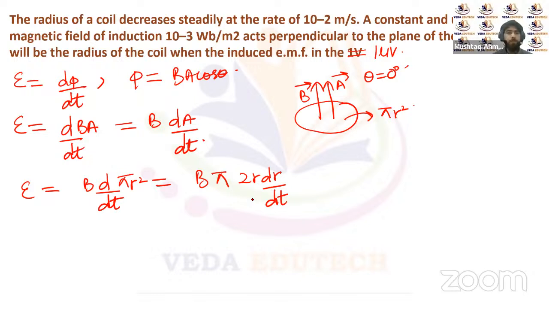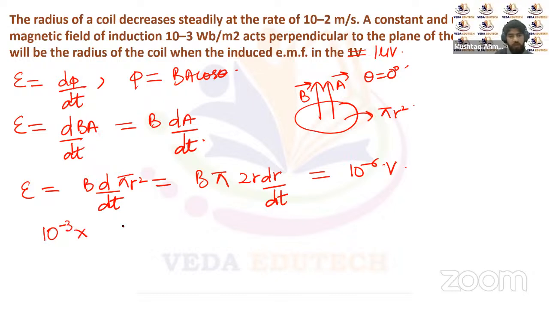Now we have to find what will be the radius of the coil when the induced EMF in the coil is 1 microvolt, right? 1 microvolt means 10 to the power minus 6 volt is the induced EMF, right? This is the induced EMF. And the magnetic field has the value 10 to the power minus 3.